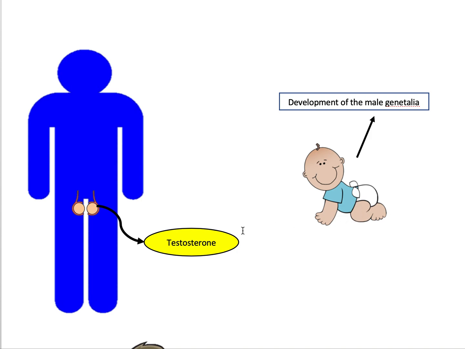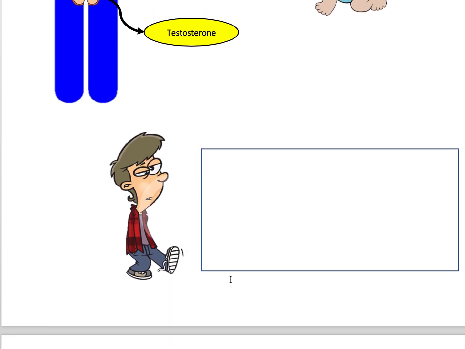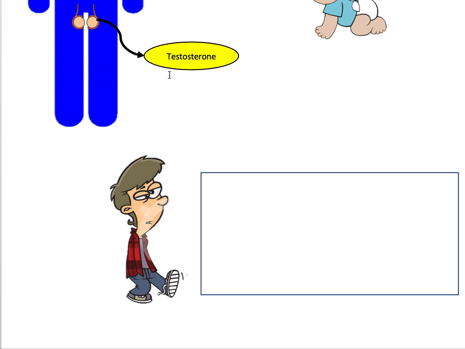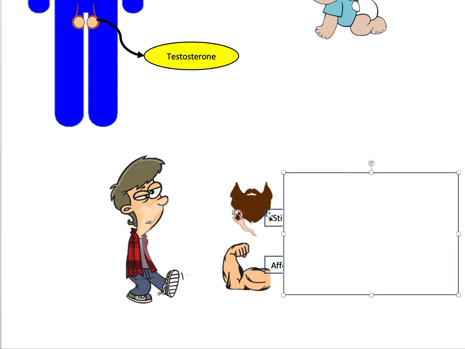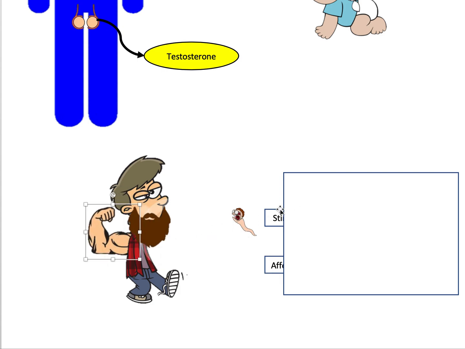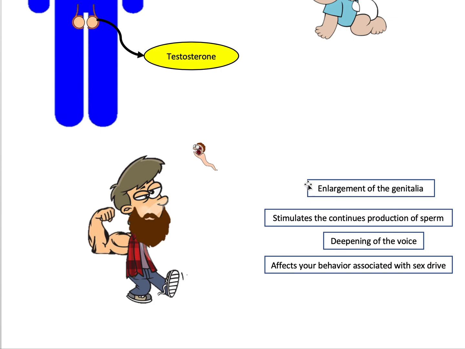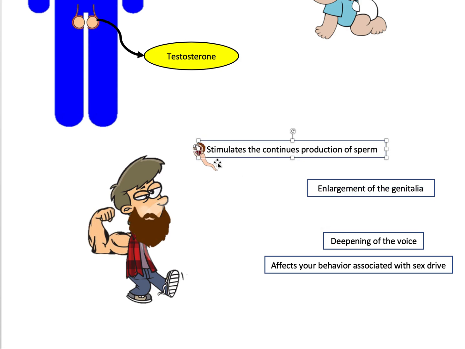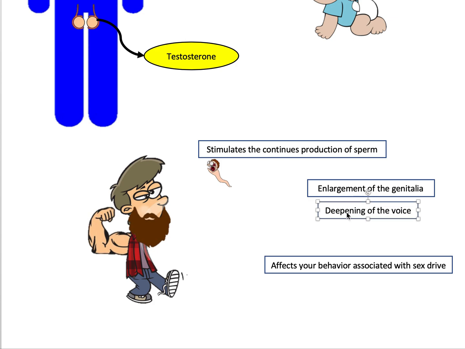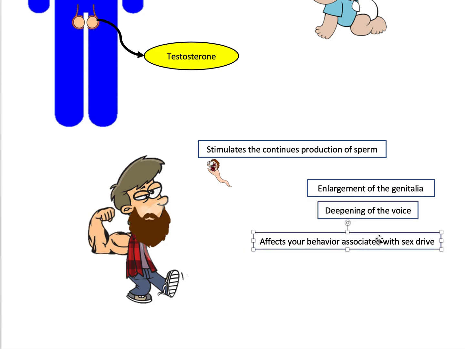But we know a lot of other things change due to testosterone, and this is more part of teenagers, right? So in teenagers, what do you think the role of testosterone is? You can think of many obvious things, like you grow in height, you get stronger, you get hairy, right? All of these things are true. There are many more, obviously, than just this, but these are some basic ones that are pretty important. Other than that, you also make much more sperm than when you were younger, because now you're able to reproduce. So your sperm count increases a lot. Other ones include enlargement of your genitalia. That's true. Stimulation of the production of sperm, which we talked about already. Deepening of the voice. And lastly, it affects your behavior associated with sex drive.